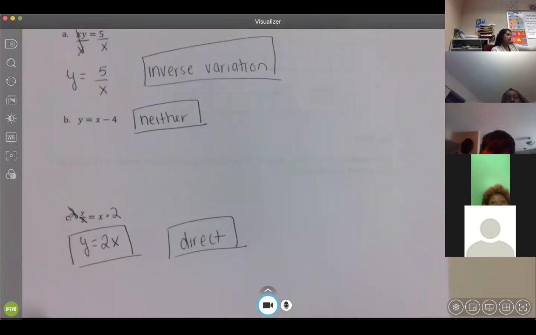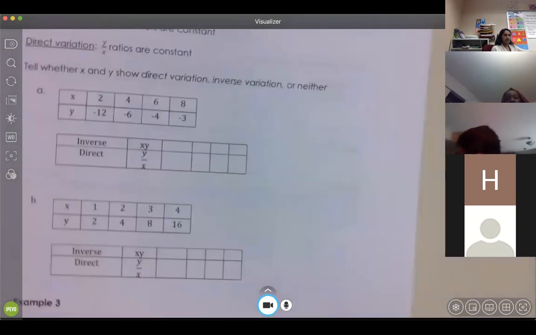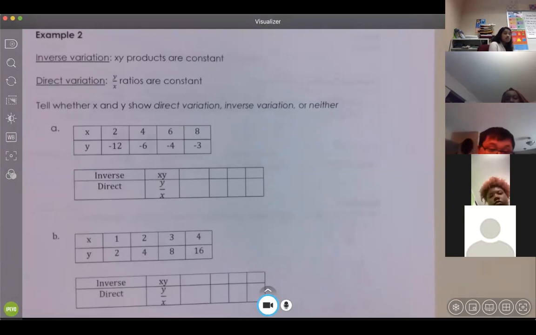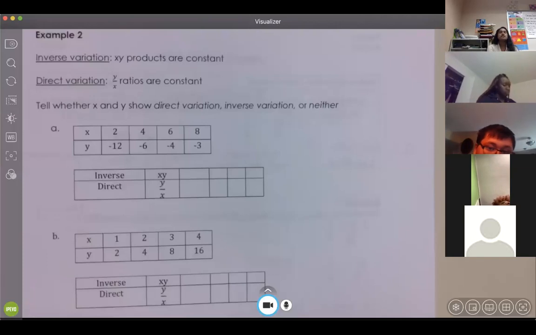All right, let's go ahead and flip the page and do example 2. Example 2 is dealing with tables of values. So these ones are a little bit different. We're going to be working backwards to check if it's inverse or direct. Before in example 1, they gave us the equation and we were able to see if it was inverse or direct. This time we're going to get a table and we have to work backwards.